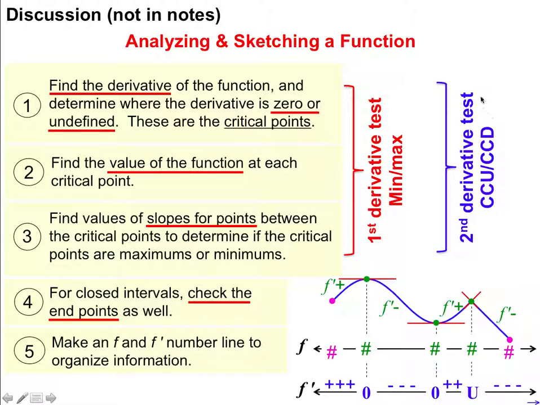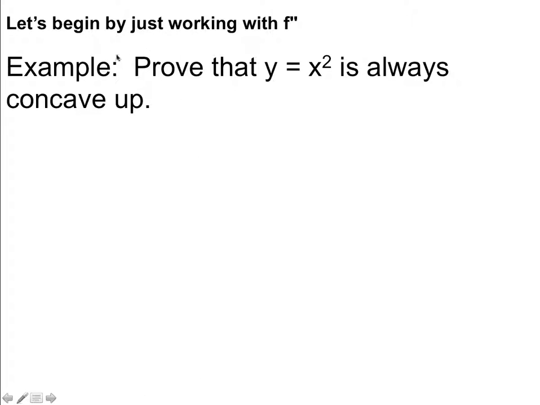So for the moment, let's just look at concavity for these next 2 examples. When we do this 5-step process, we're going to have to bring another number line into the picture. We're going to have to bring in the second derivative number line. But let's start by just working with the second derivative here, just the concavity concept. Okay, so this one says prove that the function y equals x squared is always concave up. So you know what y equals x squared is. We talk about it all the time, right? It's a parabola. So think about it. Parabola is always a smile, right? So it's always concave up. Well, let's prove it.